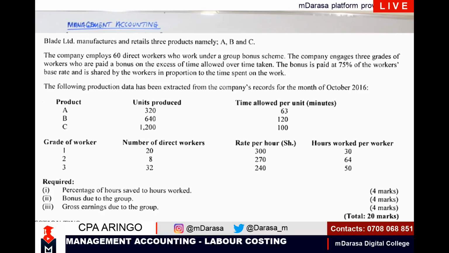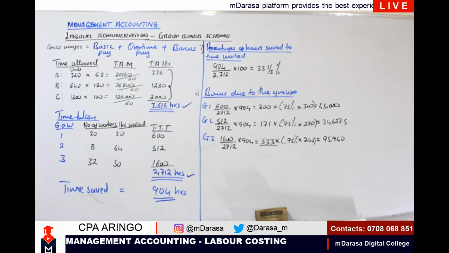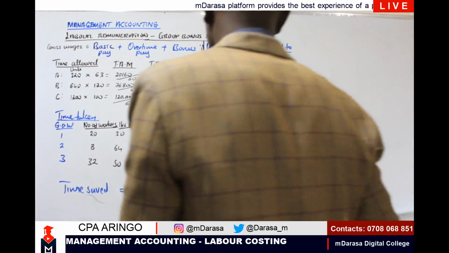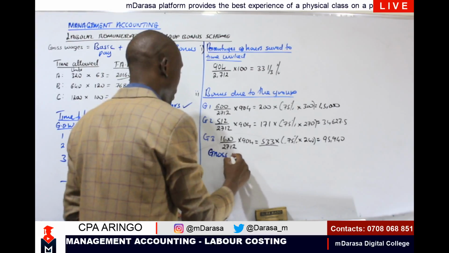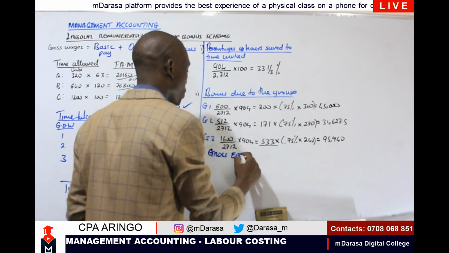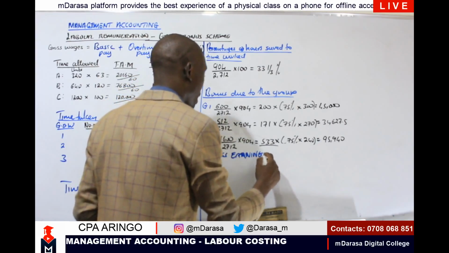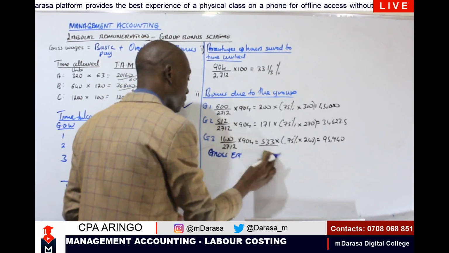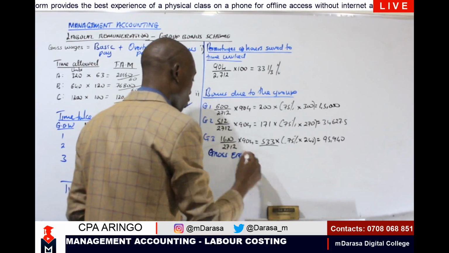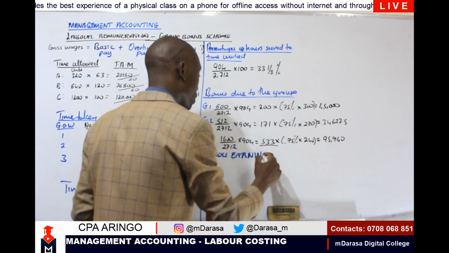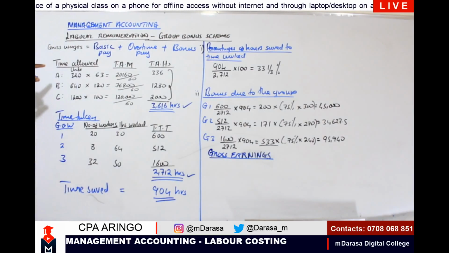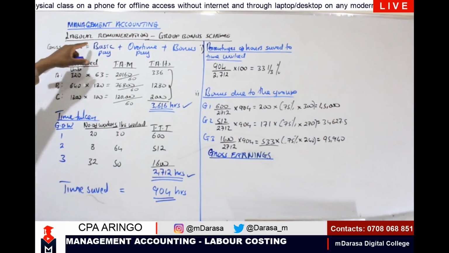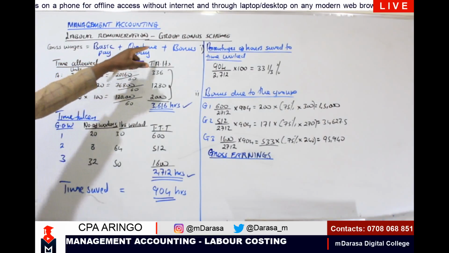So therefore this is what we are going to do. Gross earnings due to the group. And for gross earnings, I believe you had looked at it here. The gross wages, I should be having the basic pay plus overtime plus bonus.